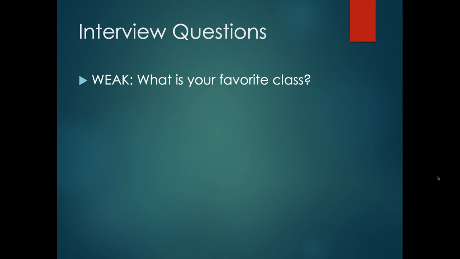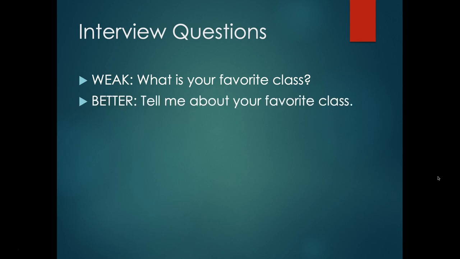So here's some interview questions. A weak one would be, what is your favorite class? Well, clearly your peer is going to say this one, 4450W. But instead, ask, tell me about your favorite class. Oh, well, 4450W. I really love that class because I love to write. AP style is super fun.